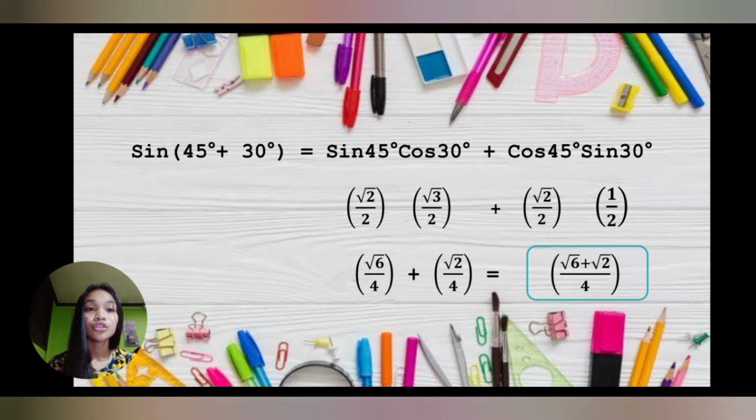So to get the answer for that, we have this one. The answer is square root of 6 plus square root of 2 over 4, we can copy the denominator because it is the same. That is the rule also in finding sum and difference formulas. So this is our answer for sine of 45 degrees plus 30 degrees, or the value of sine 75 degrees: square root of 6 plus square root of 2 over 4.